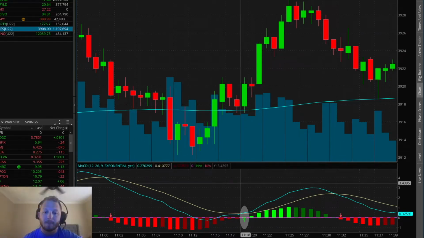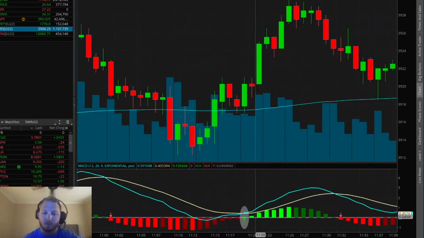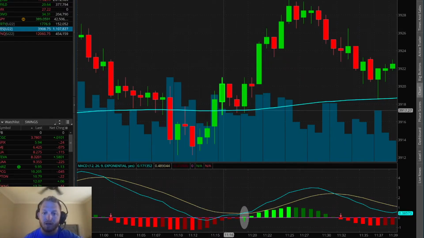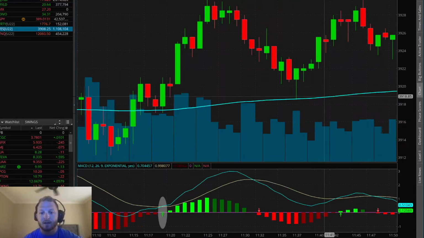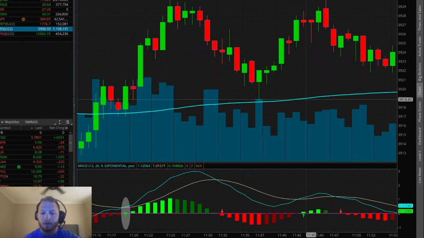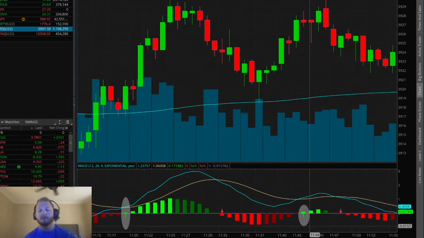But as you can see, you're both over the 0 line. You're over the 200 EMA right here. So this is a bullish signal. And then here's your bullish signal here to get in. 2 ticks and you're out. And then again, you have another one right here. And you just flip-flop that for the short side as well.